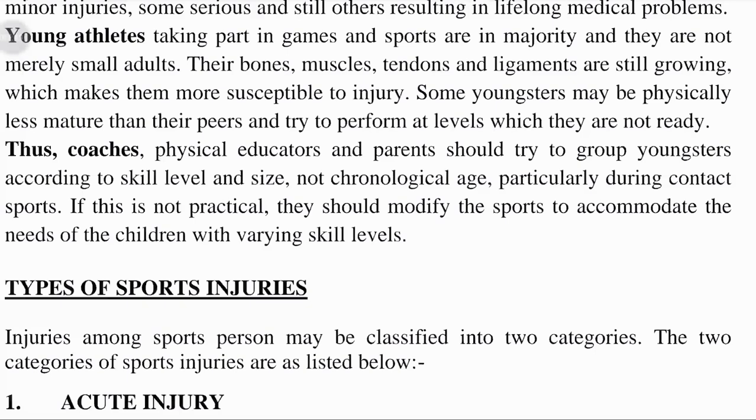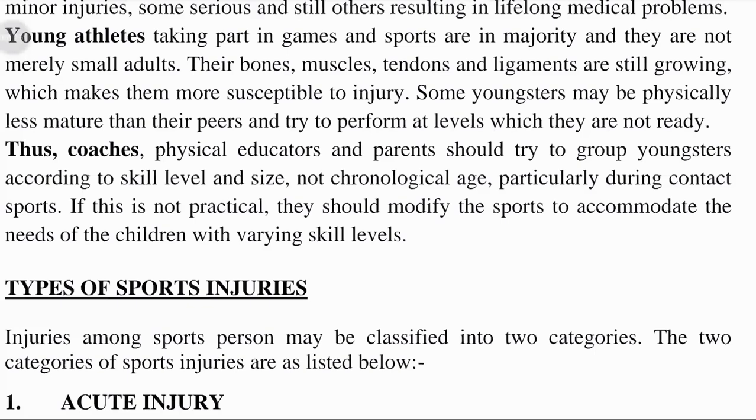Thus coaches, physical educators and parents should try to group youngsters according to skill level and size, not chronological age. Thus means in this way. Coaches are people who train others to compete in certain sports. Physical educators teach sport and exercise in schools. Parents are a person's mother and father.